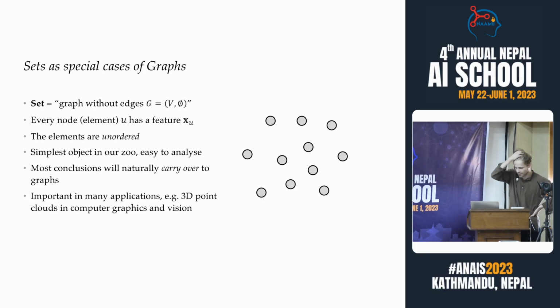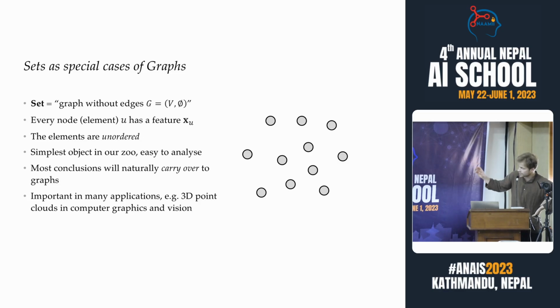Case of graphs, okay? So it's graphs without edges. You only have your nodes, you have no edges. Then every node u has a feature, right? So we have a signal on our set. And importantly, the elements are unordered. A set, there is no order in a set.